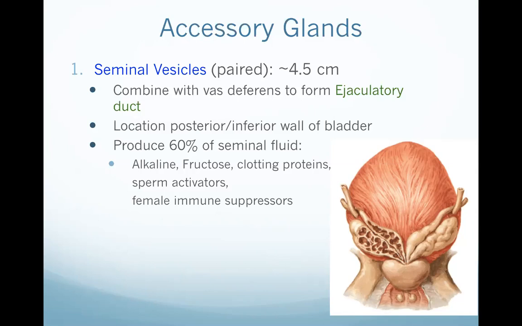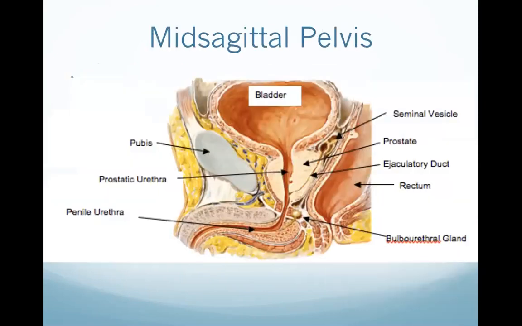You'll have some female immune suppressors, so the female immune system doesn't immediately attack them, so they can actually have a chance to start to migrate. So those are all functions, and also things like prostaglandins, many other things, citrate, those are all things released by the seminal vesicles.